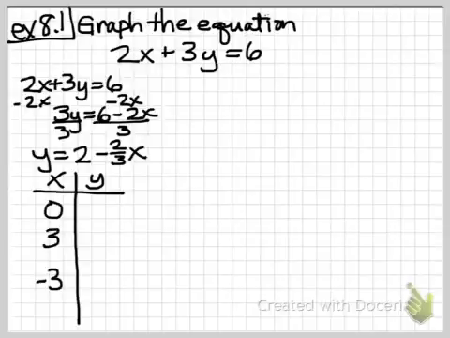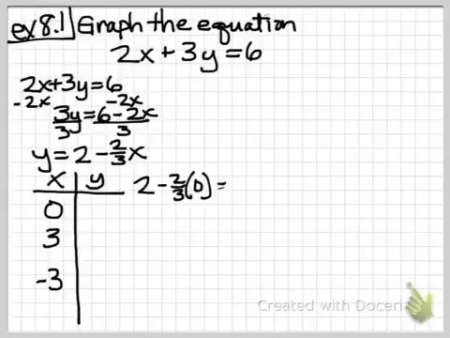So 0 is always a good number to pick. And then I'm also going to pick 3 for x because I know if I multiply 2/3 by 3, the 3 in the denominator will drop out. And then I can also multiply by -3 to do the same thing.